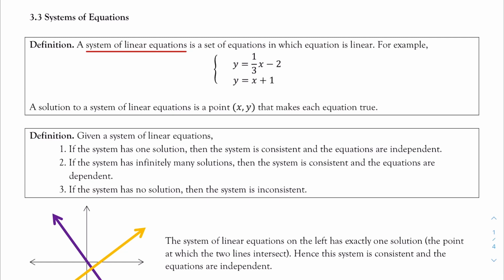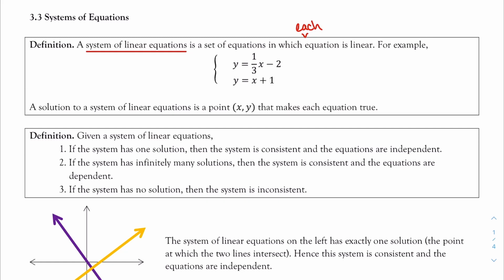A system is a set of equations in which each equation is linear. For example, here I have a system defined by two linear equations. This big curly bracket indicates that this is part of a set.